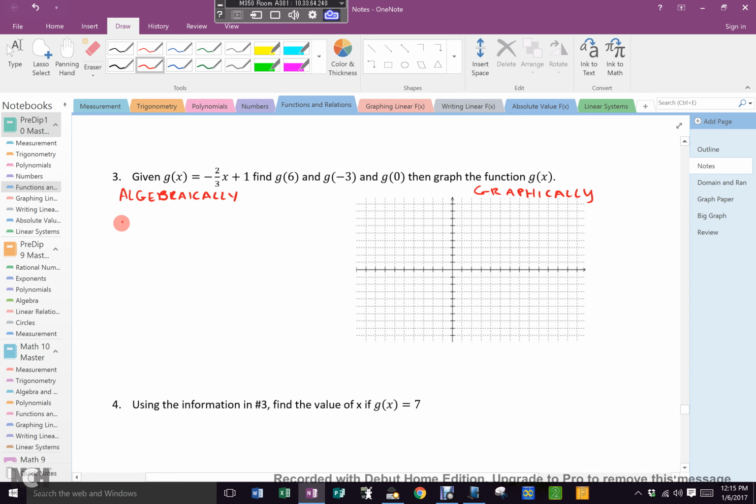So I have g of x equals negative 2/3 x plus 1. And I need the g of 6, and I need the g of negative 3. Are those x or y values? Is that and that x or y values? They're x values. So I could put them on a graph, couldn't I? But I don't know where to put the y value yet, do I? Because I only have an input. So let's input it. That x has become a 6, so what does that x become?